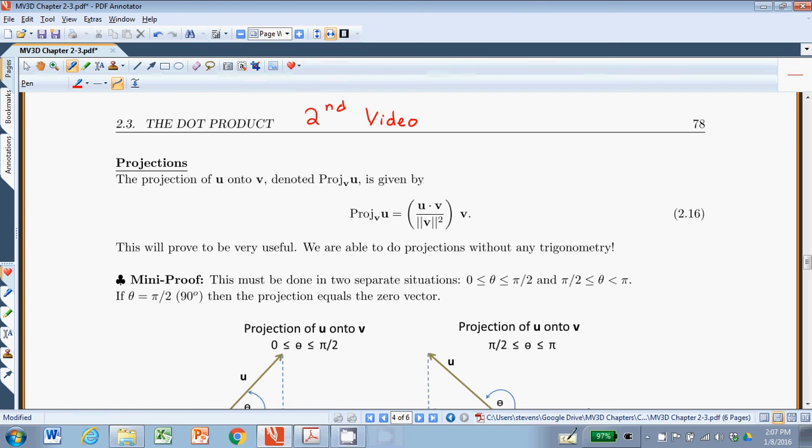Hi there, and welcome back to Chapter 2.3 from Stevens' Matrices, Vectors, and 3D Math. This is the second video from this chapter where we are discussing the dot product.